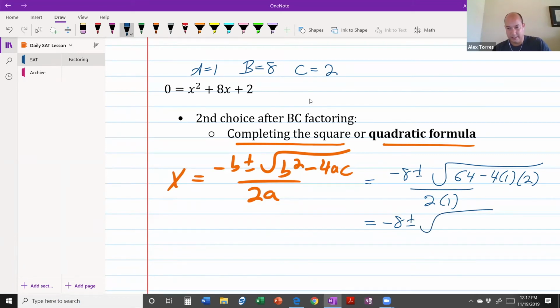64 minus 8 is going to be 56 all over 2. And this could be simplified in radical form, but it's going to be ugly no matter what you do. So -8 plus or minus, and 8 is really 2 root 2. So let's see. This thing right here is really the same as 4 times 56 divided by 4 here.